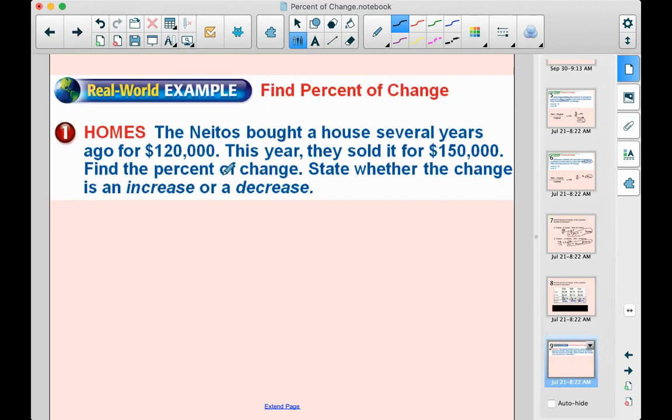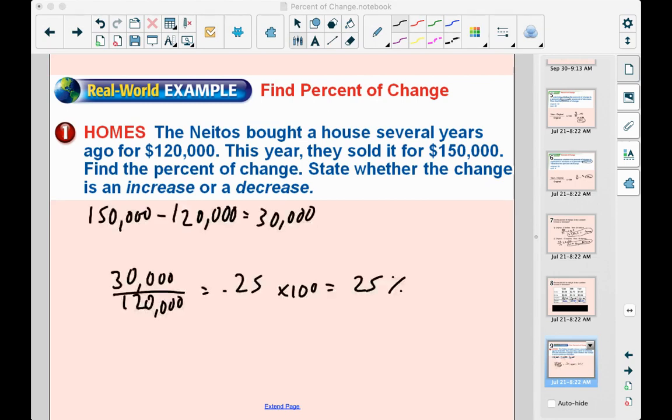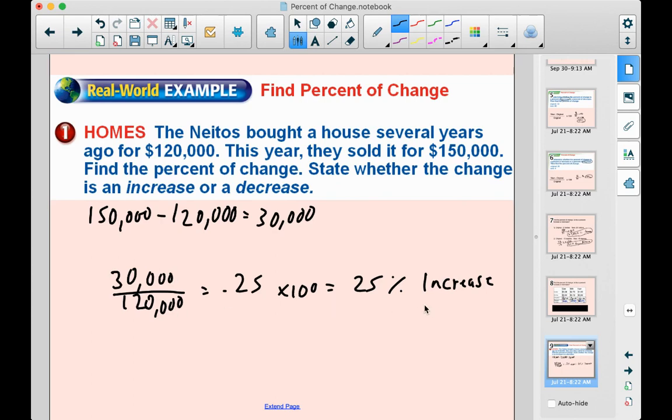All right, so why don't you try this one? I'll pause it, see what you think, and then we'll check how you did. All right, welcome back. Hopefully you got 25%. If we subtract 150,000 minus 120,000, the change is 30,000. It went up, so it's a 25% increase. 30,000 divided by the original amount, 120,000, gives you 0.25, which is a 25% increase.